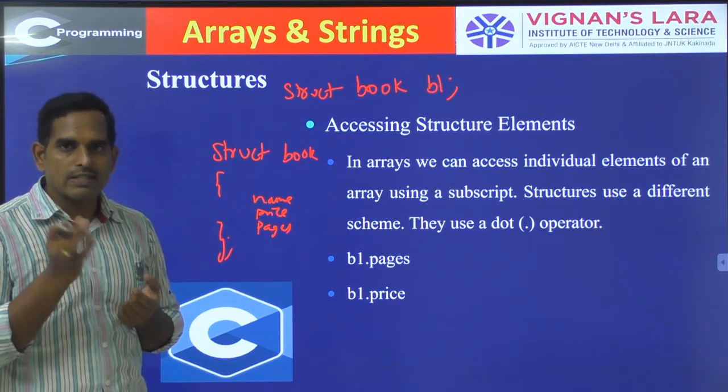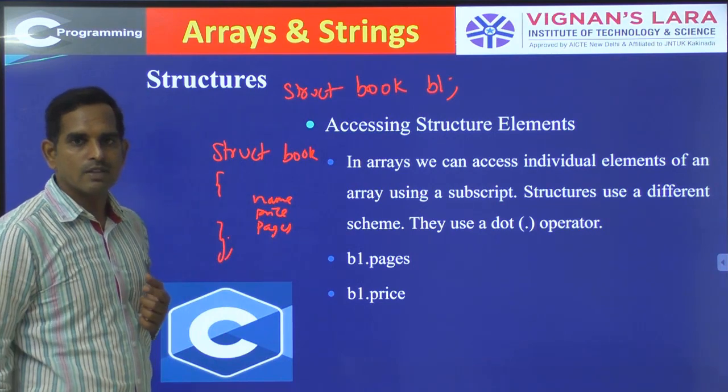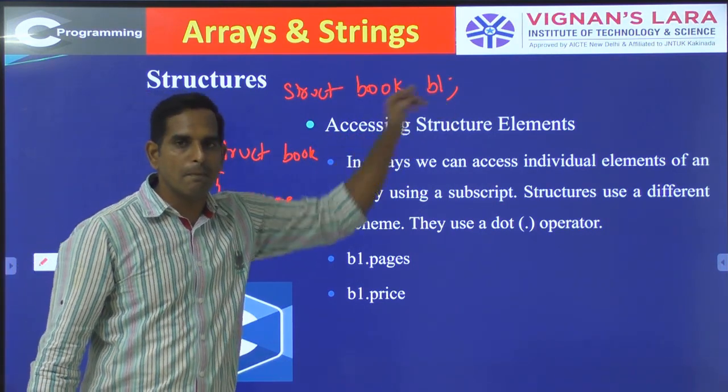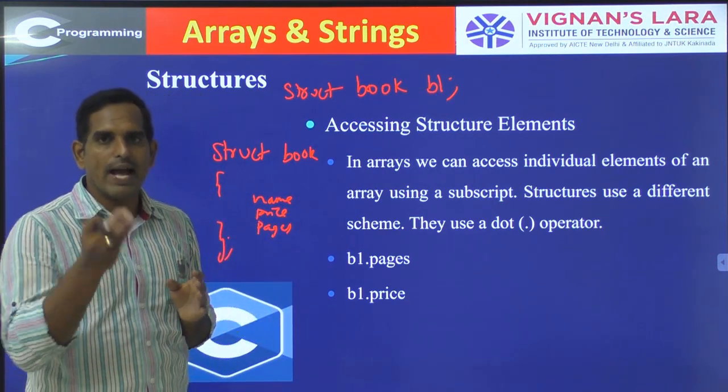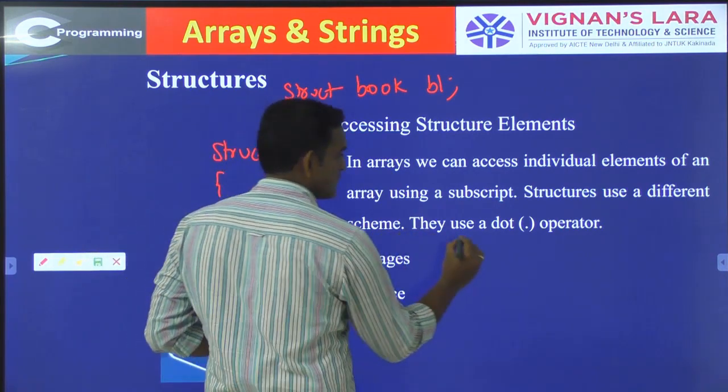So if I want to access something specific, that is, what is the price of book b1, or what are the number of pages present in book b2, if I want to access the individual elements of this structure, I have to use the dot operator.